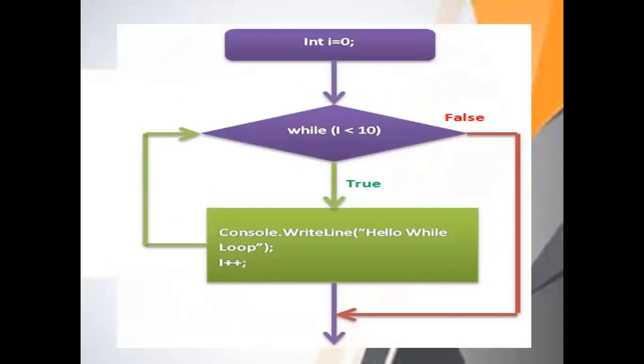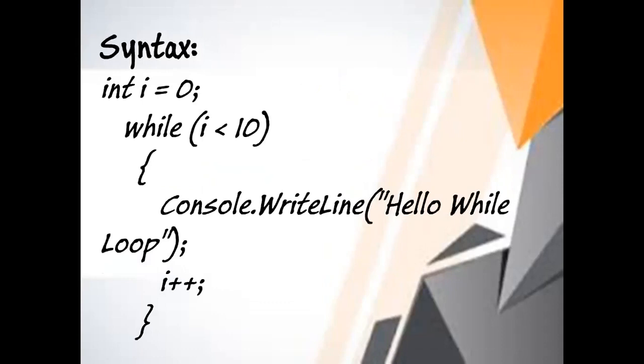So the structure of while loop is like this. The initialization, the condition, and increment or decrement. This is the syntax for a while loop program.